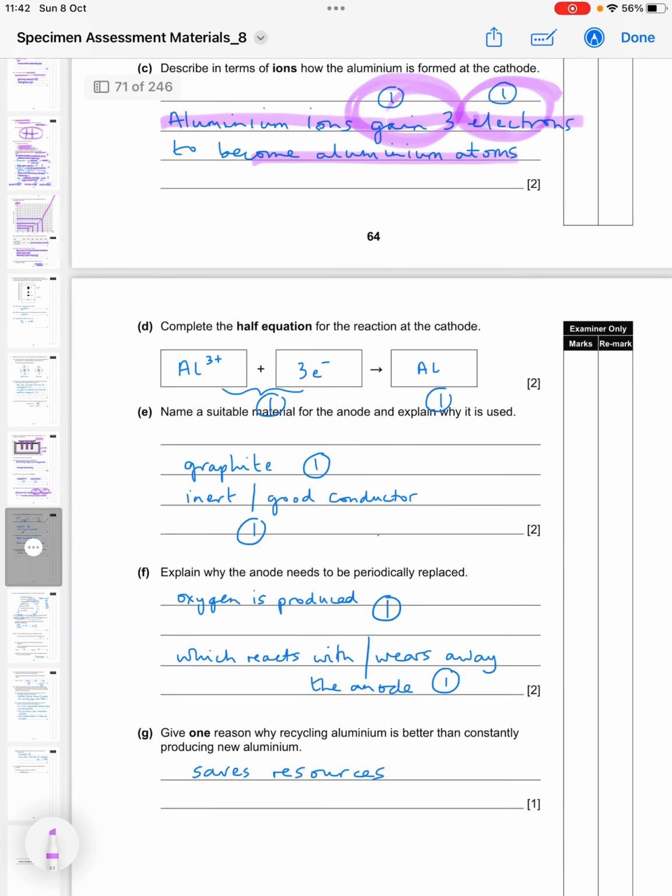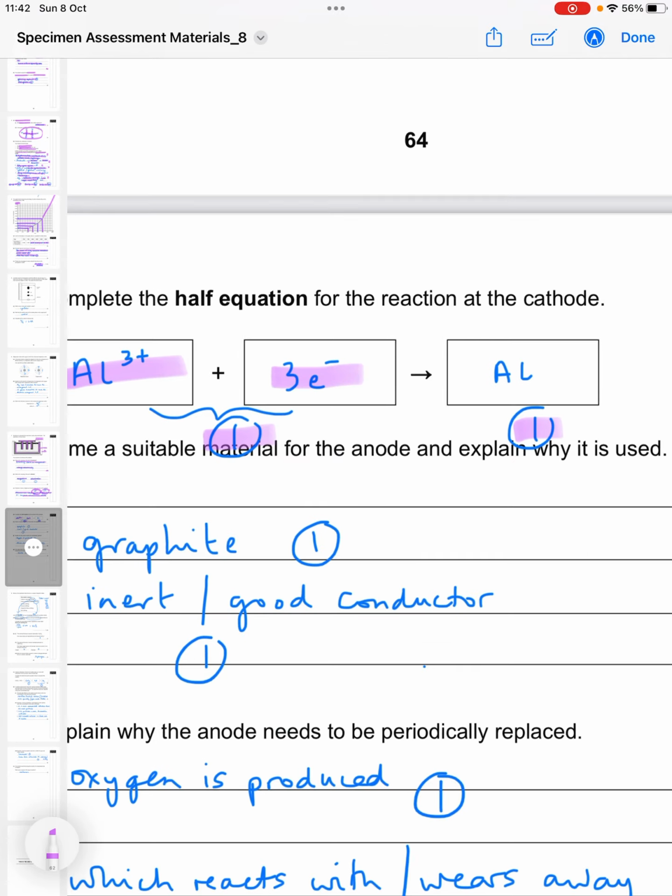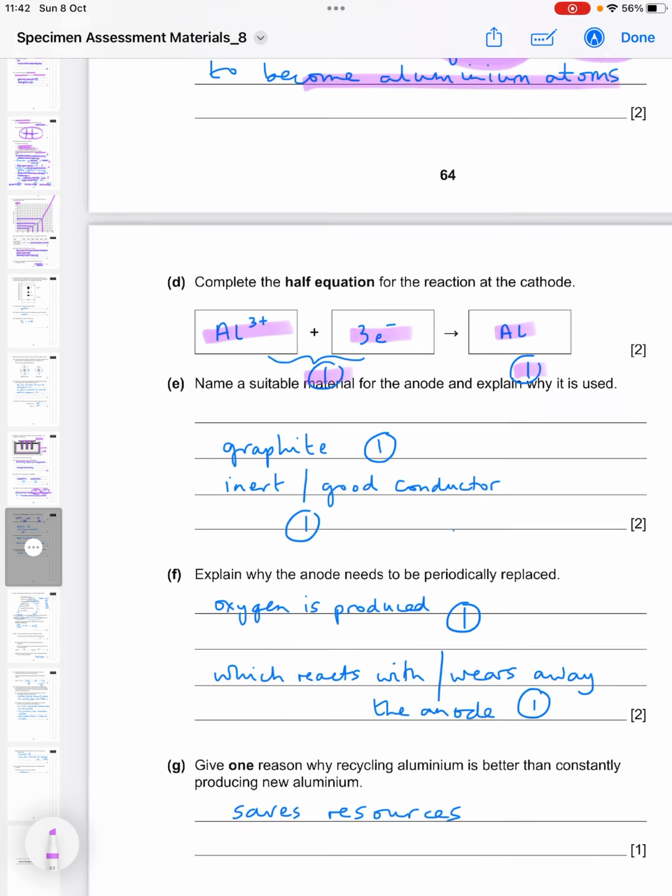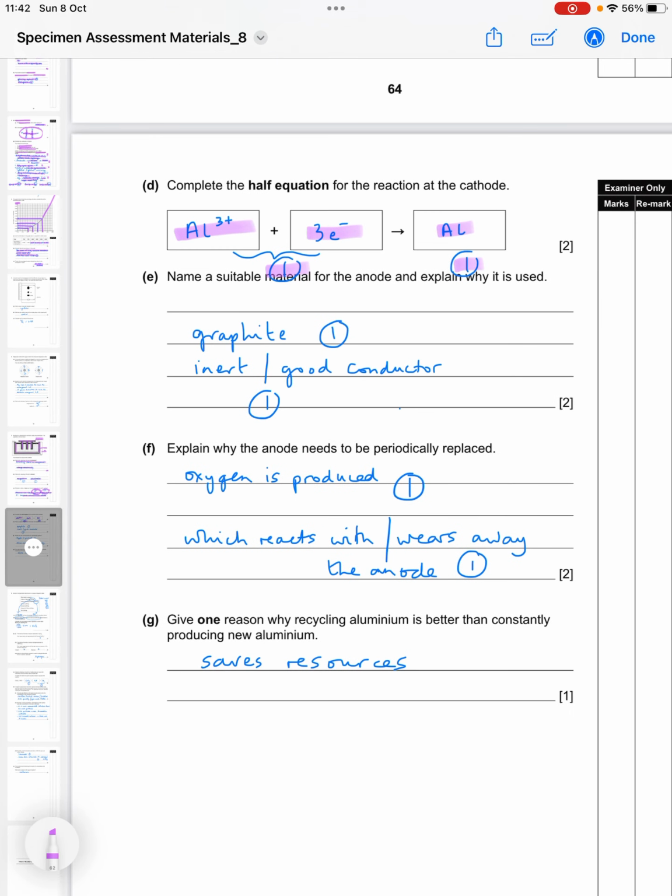Then the half equation for the reaction at the cathode. This should be one that you have learnt straight out of your notes. There's 1 mark for the products and 1 for the reactants. So Al3+ plus 3 electrons, you write that as 3e-, gives you Al, so 2 marks.